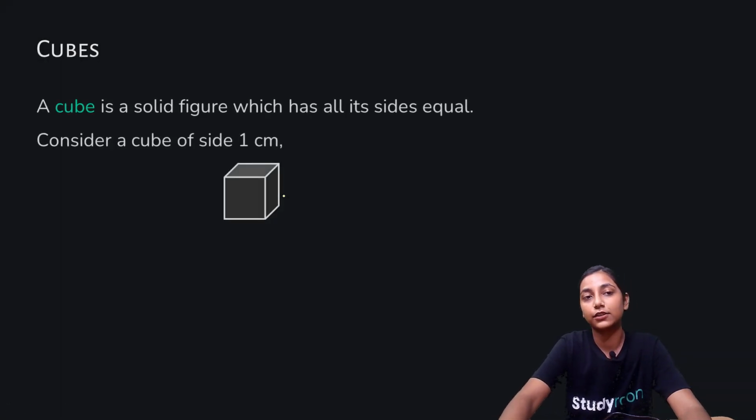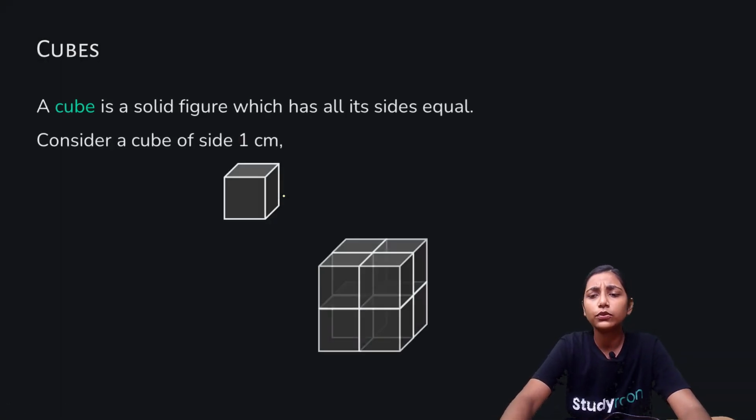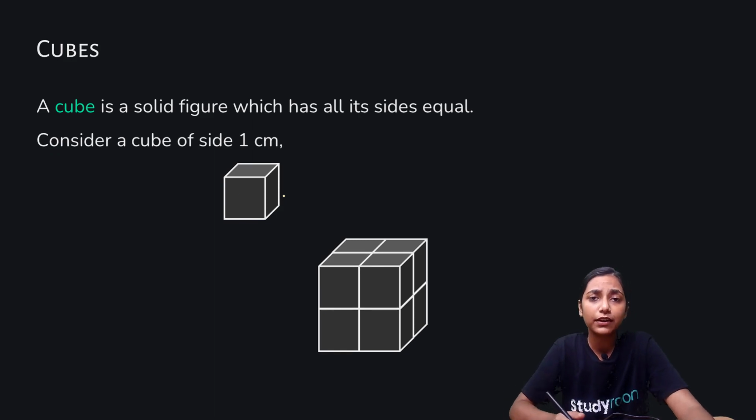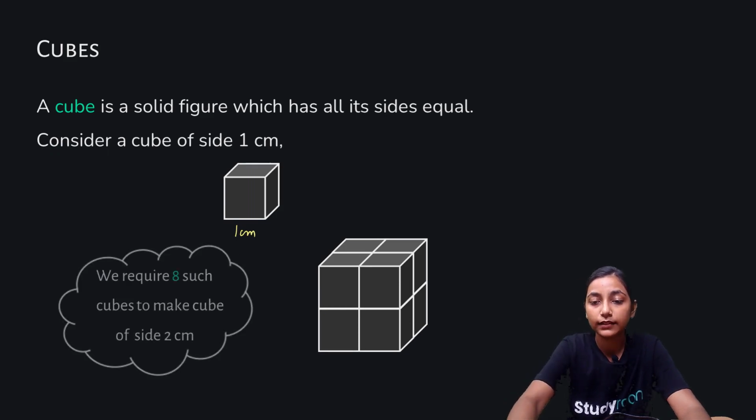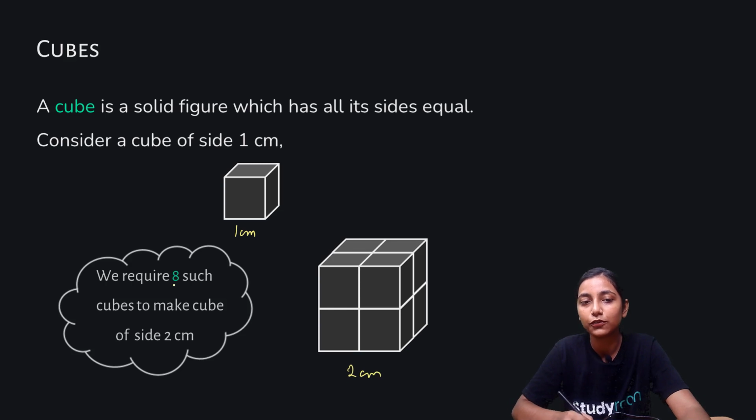Now we begin with the discussion related to cubes. We all know that cube is actually a solid figure that has all the sides equal. Now consider this cube of side 1 centimeter. This is a bigger cube. Now in order to make this cube that is of side 2 centimeter, you will require how many such cubes? You will require 8 such cubes to make this cube.